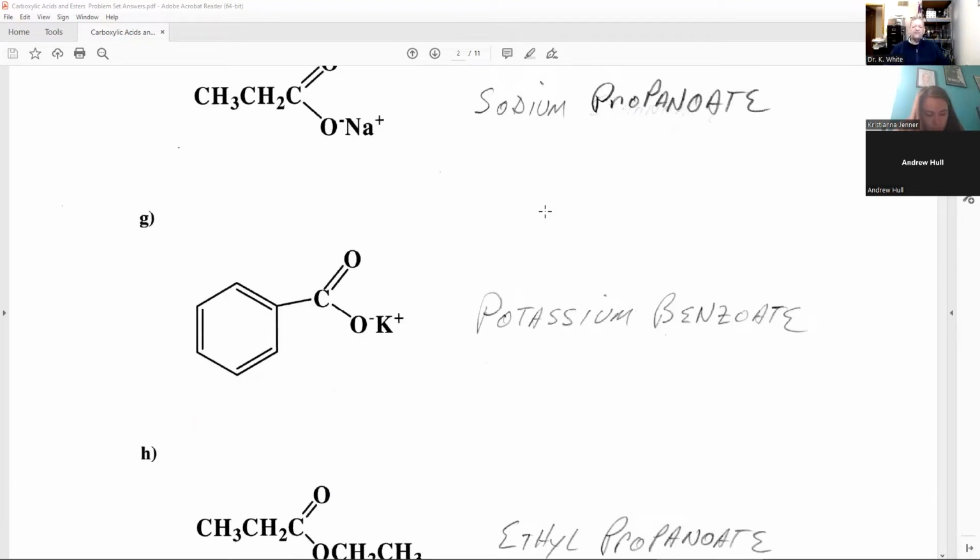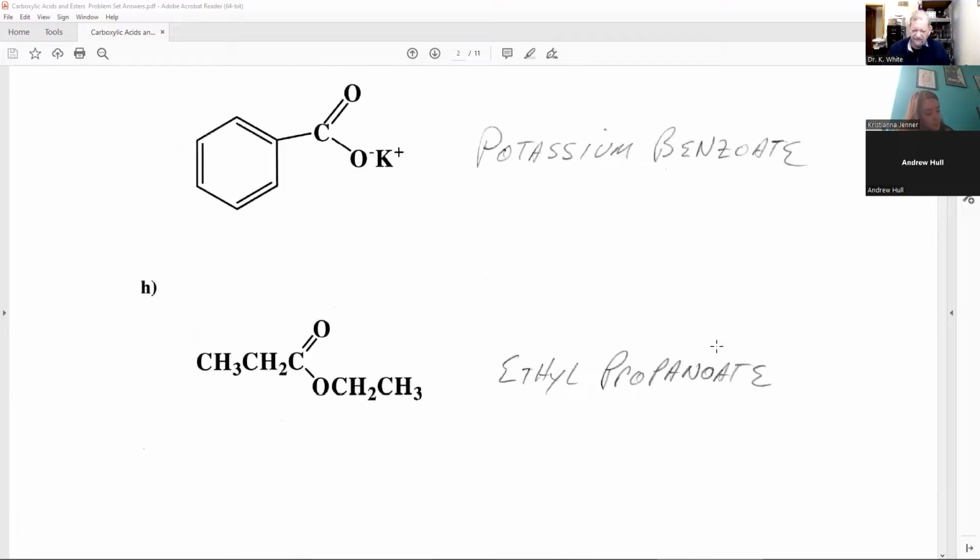Now, when R is a benzene ring, you can't use that, so you have to use the IUPAC method. Again it's a carboxylate anion. Name the element that the cation is in front, potassium. And this comes from benzoic acid. Drop the IC and the word acid from benzoic and add ATE, and this is potassium benzoate.